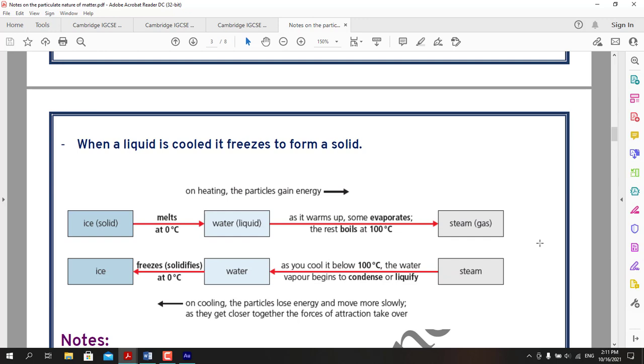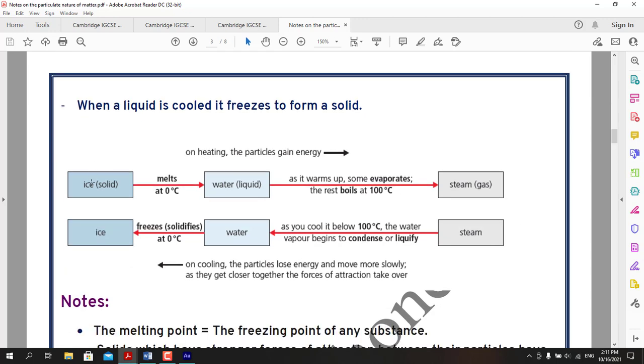Let's take water. So we start with solid water, ice, and we melt it at 0 degrees Celsius, because ice in nature has a temperature below 0. So we have ice and we put it at 0 degrees Celsius. It starts melting and turning into water, which is a liquid. If we warm that water up, some of it evaporates and the rest boils at 100 degrees Celsius, and then it turns into steam, which is a gas. Okay, so we have a melting point for water, which is 0 degrees Celsius, and a boiling point for liquid water, which is 100 degrees Celsius.